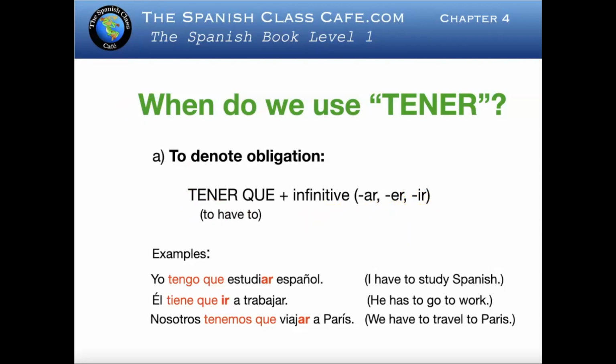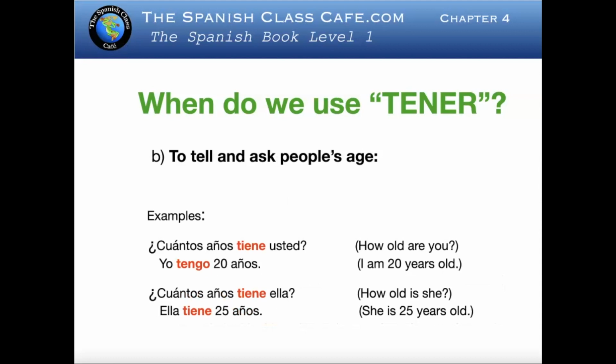Let's see, when do we use it again? We use it to tell and ask people's age. In English, how old are you? In Spanish it will be, ¿cuántos años tiene usted? Now, if you use tú, you change the conjugation and say, ¿cuántos años tienes tú?